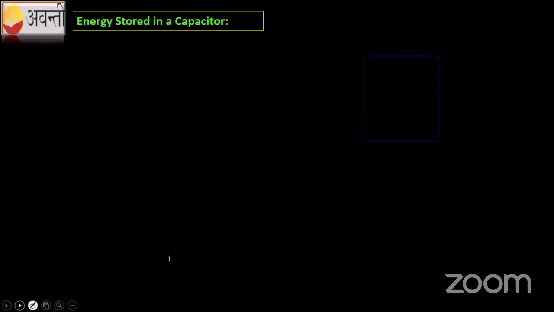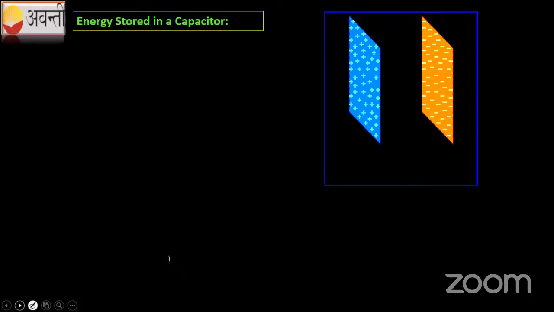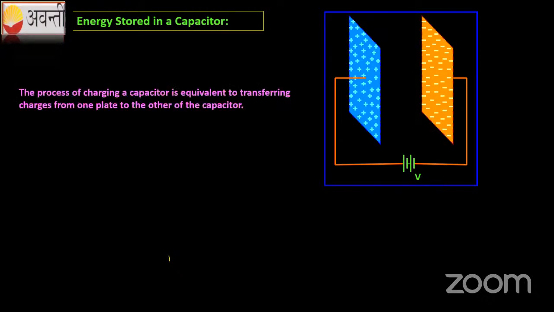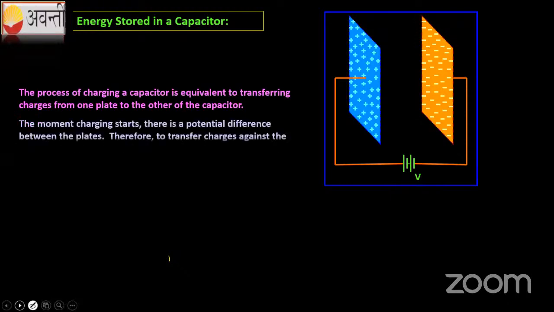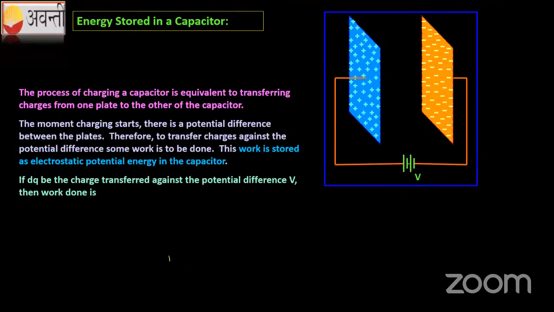Okay, look here, suppose these two are the capacitor plates. Now if I connect these two to an external battery, they get charged, meaning inside them energy starts to store, correct? Now we need to calculate the energy. Look what I am doing: the process of charging a capacitor is equivalent to transferring the charges from one plate to another plate of the capacitor.